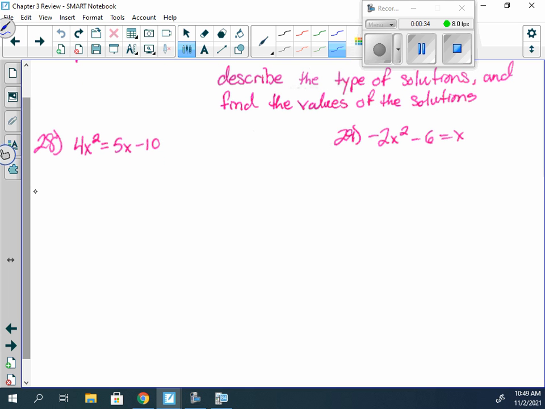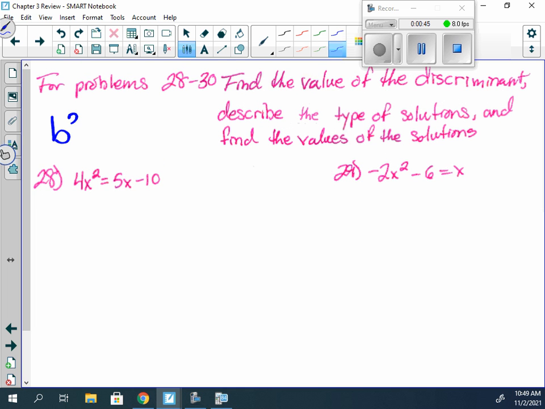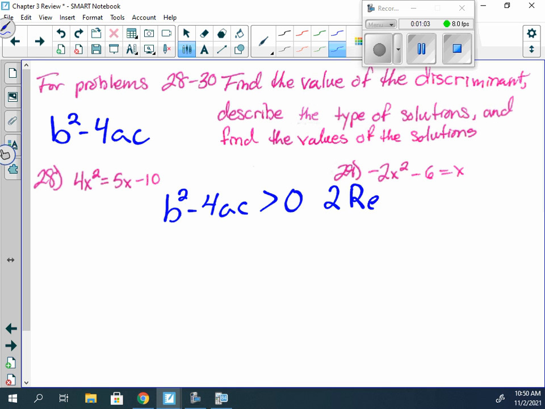Now, 28, 29, and 30 is talking about finding the value of the discriminant, the type of solutions, and the values of the solutions. Now, the discriminant itself is b squared minus 4ac. It is the part that is inside the radical of the quadratic formula. Now, there's three ways that this value can work out to be. It is that b squared minus 4ac is greater than 0, and if it is, we have two real solutions.